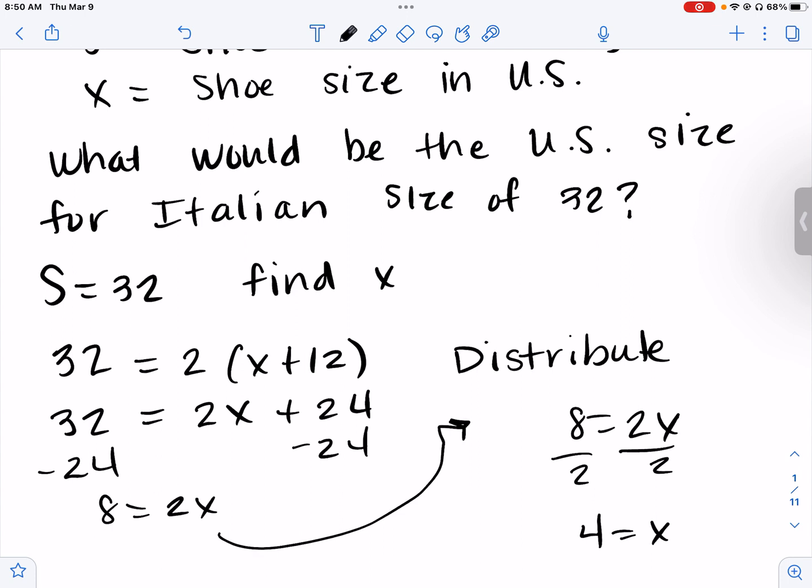I'm going to distribute the 2 on the right. 2 times X, 2X. 2 times 12 is 24. Now solve. Subtract 24 on both sides. 32 minus 24 is 8. Divide by 2 on both sides. 8 divided by 2 equals 4.